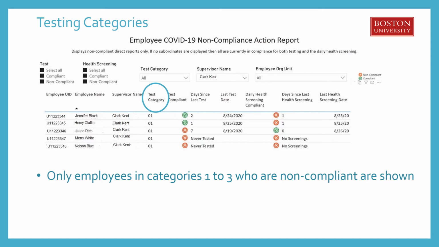Test Category 1 and 2 are tested once weekly, so they will show as a green circle if they have been tested within the past 7 days of the snapshot date. Test Category 3 are tested once upon return to campus, so they will be shown as a green circle if they have been tested at least once.